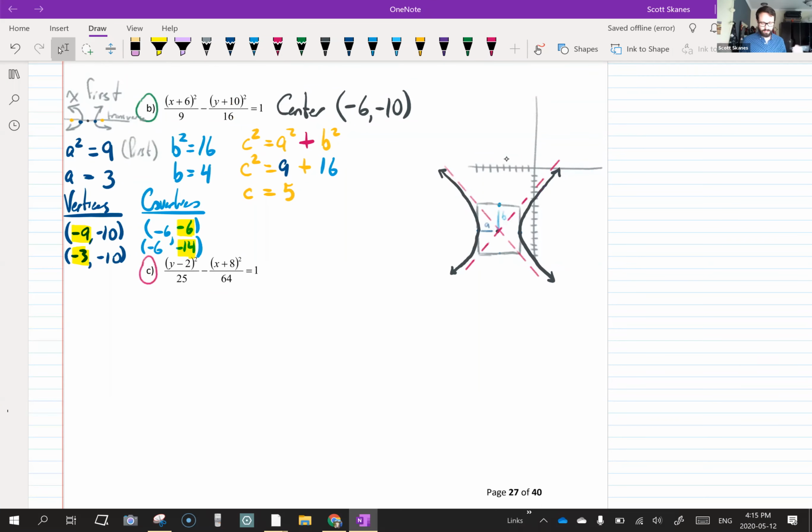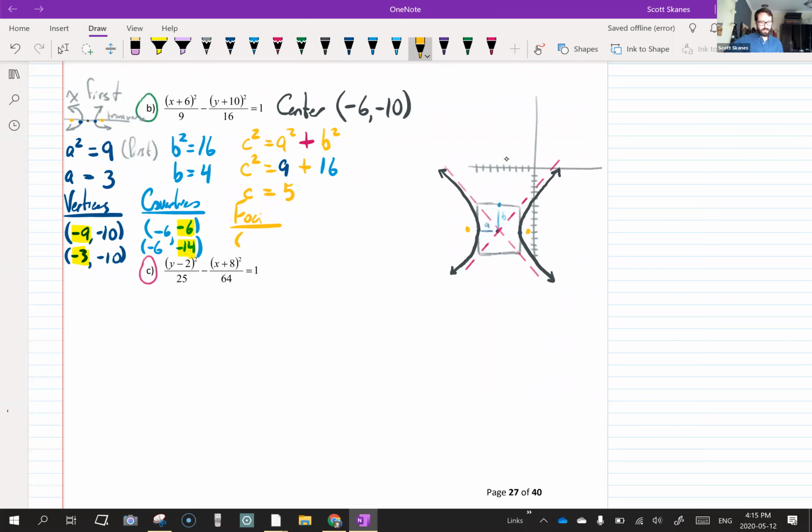We can see that we have pretty much everything we need. We got the center and the vertices and the co-vertices. The only thing we need now is what Hamza gave me, which is the foci. So the foci, I go from the center over by 5. So 1, 2, 3, 4, 5, that would be -1. And left by 5, 1, 2, 3, 4, 5. It's about there. That's a little bit tricky to get, but just be careful.